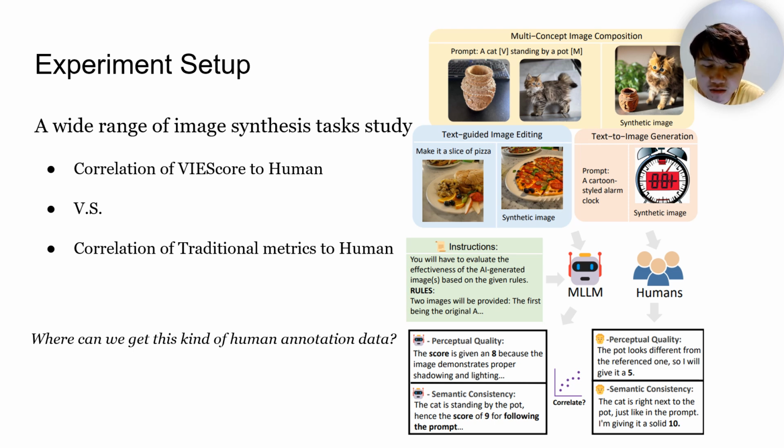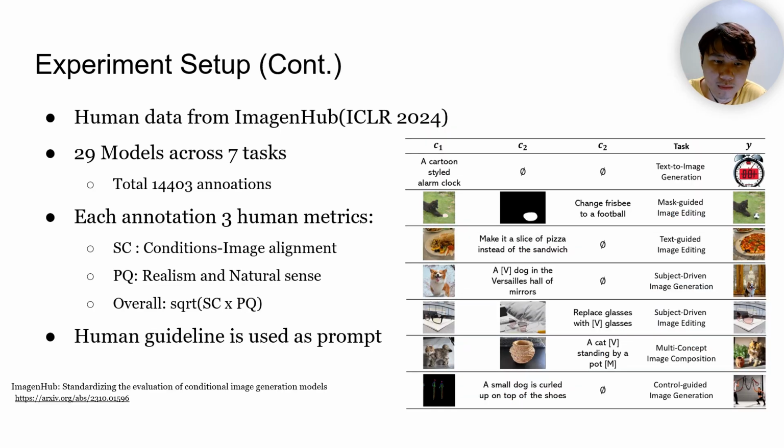But how can we get this kind of human labeled data? Thanks to the work ImagenHub, that work has provided a large-scale human study on around 30 models across 7 image synthesis tasks, which involves more than 10K annotations. Each instance is rated by 3 human raters, and they contain the SC, which is the semantic consistency score, to check whether the conditions and the image are aligned, PQ for the perceptual quality to check the realism and the naturalness, and the overall score, which is the geometric mean of both aspects.